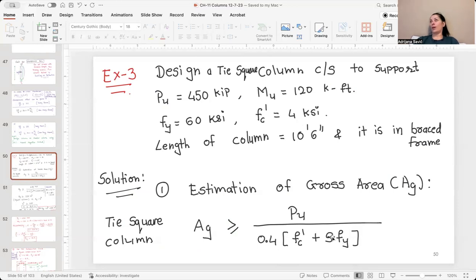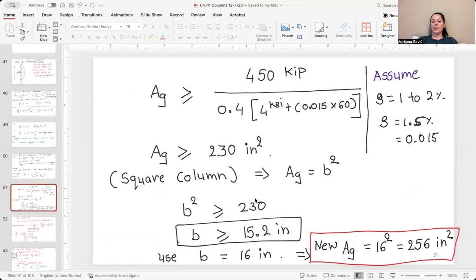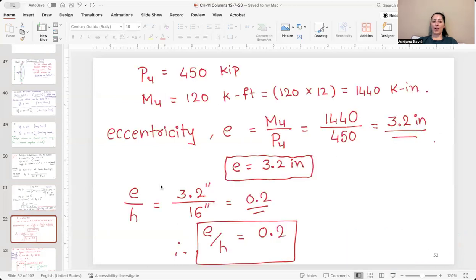Imagine that we are taking 1.5, so it will be 0.015 times 60 ksi. With these numbers, we will obtain that b square is higher or equal to 230, and that will give us b to be higher than 15.2. As we are assuming b to be 16, we will have a new gross area, which is 256 inch square. So Pu is 450, Mu is 120 kip feet, which is 1440 kips inch.